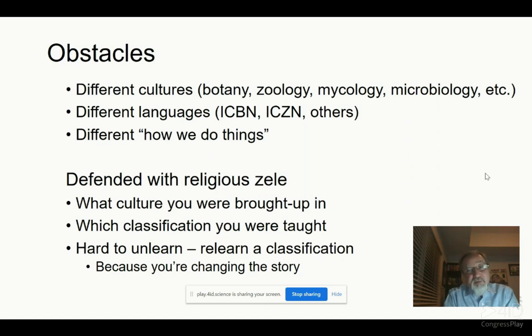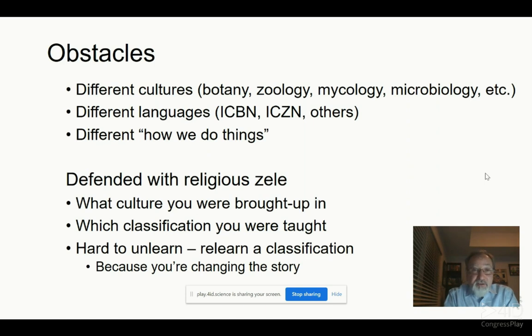Zoologists, mycologists, microbiologists, botanists are different. We have different languages, and there are different traditions and ways to do things within subdisciplines as well. And people do get very upset when you fiddle with this stuff. What culture you were brought up in is important.